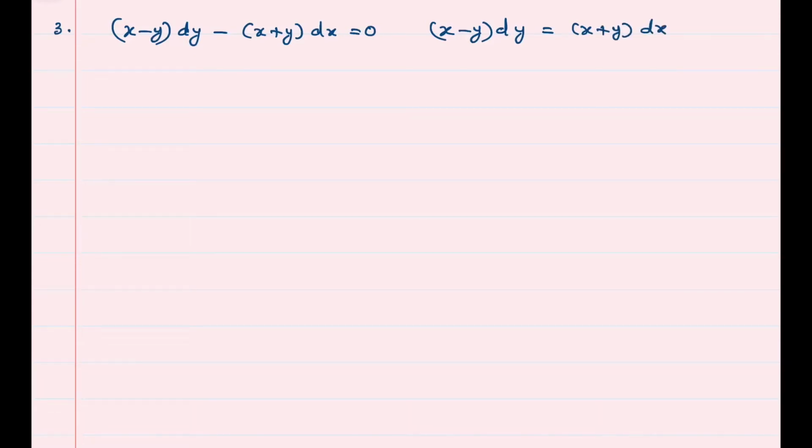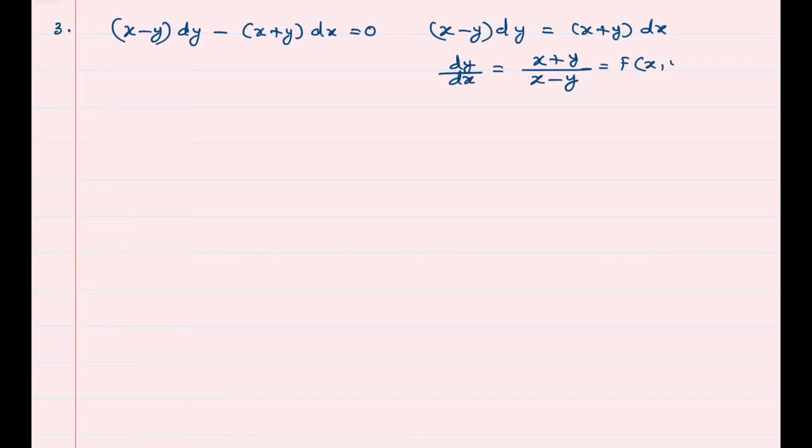Question number 3. (x minus y) dy minus (x plus y) dx is 0. So (x minus y) dy is (x plus y) dx. Therefore, dy by dx is (x plus y) divided by (x minus y). Look at the degree of each and every term. It is 1. Therefore, it is homogeneous. We will show this by the lambda method.